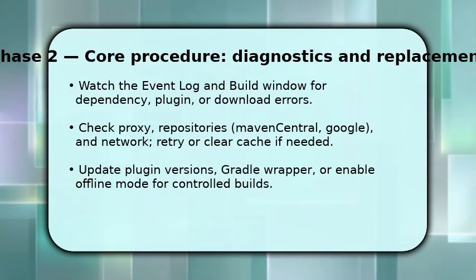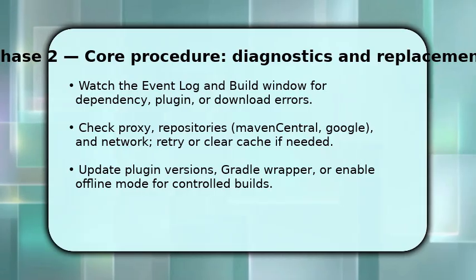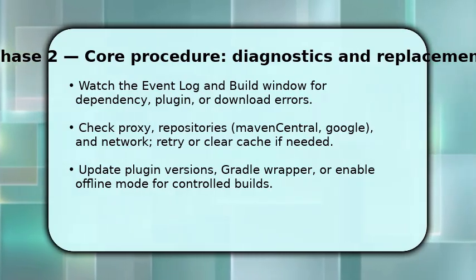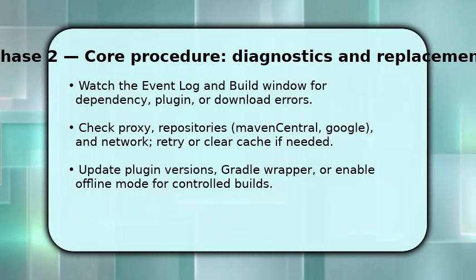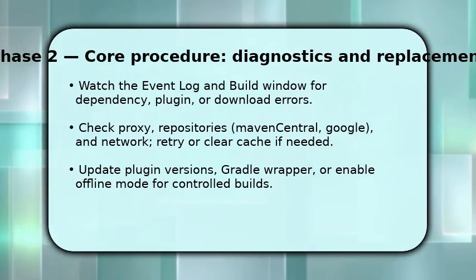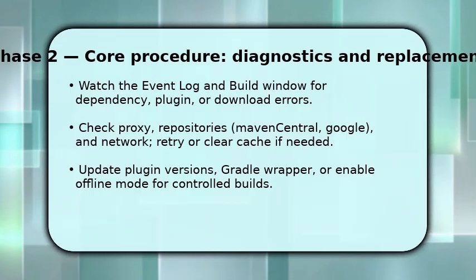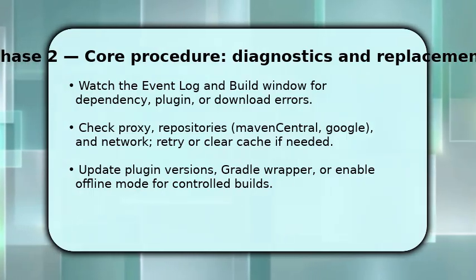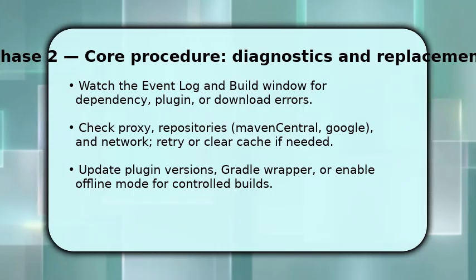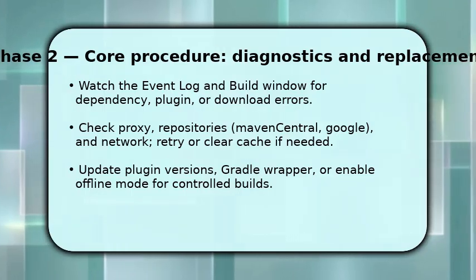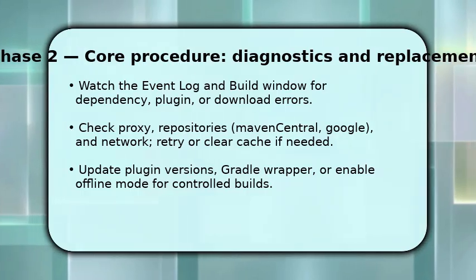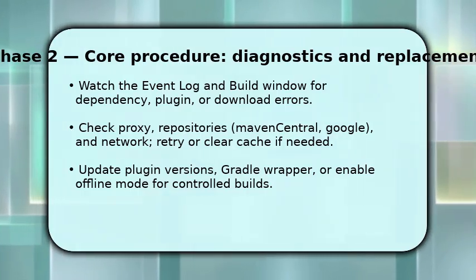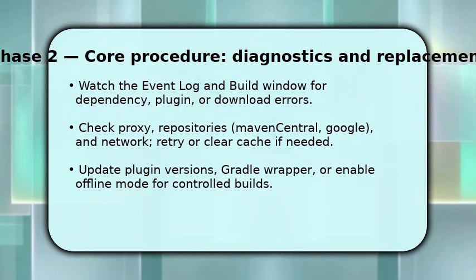Read error lines carefully for missing artifacts, version conflicts, or plugin failures. If downloads stall, make sure repositories like Google and Maven Central are declared and your proxy settings or firewall allow connections. Once you identify a version mismatch, update the Gradle wrapper or Android Gradle plugin in gradle-wrapper.properties and build.gradle, then sync again. Also consider clearing the Gradle cache or toggling offline mode to narrow network issues.